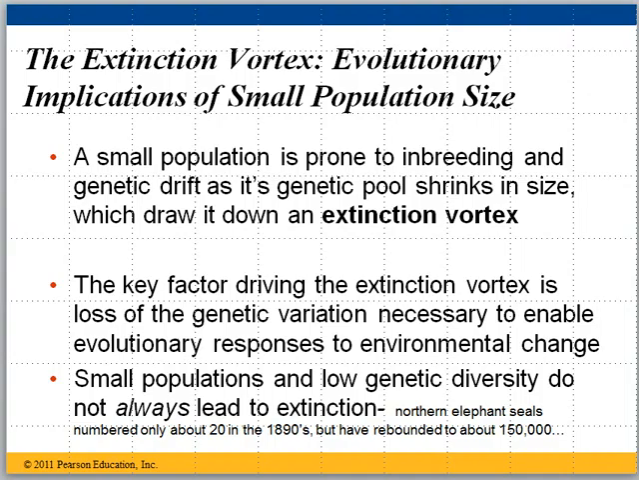Small populations and low genetic diversity do not always lead to extinction, but it's a common theme in creatures who have become extinct. A good example in the textbook is that northern elephant seals were once hunted by humans almost to extinction. They numbered only about 20 in the 1890s. In other words, there were only about 20 of these northern elephant seals. That is all that existed in the 1890s, and that population has rebounded to about 150,000 now.